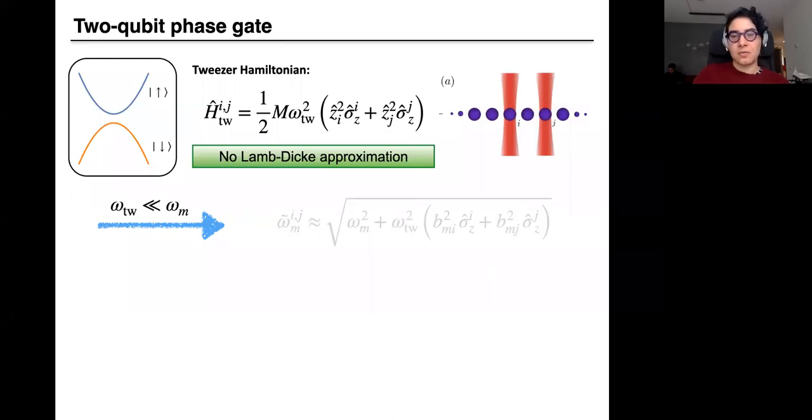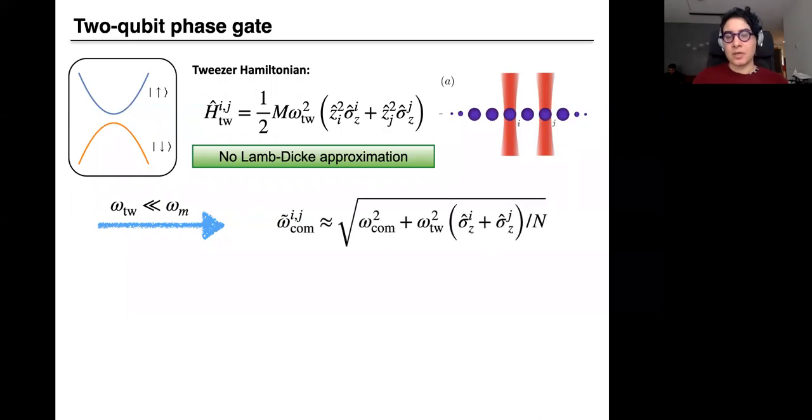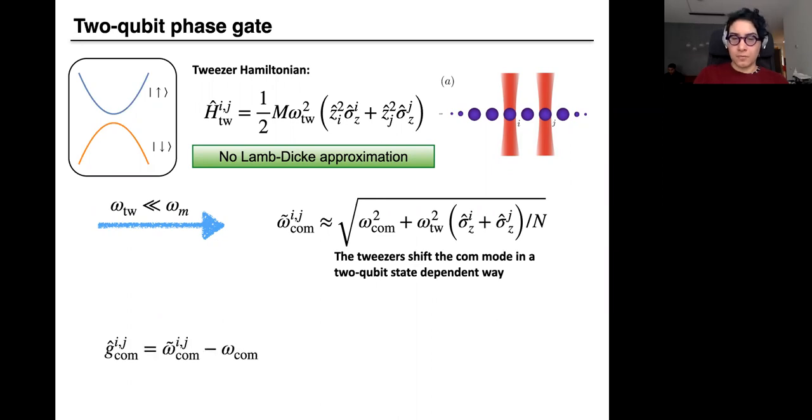In this limit, what you can see is that, for example, for the center of mass mode, if your ions are both facing up or both facing down, they will have a shift in their frequency. But if your ions are up, down, or down, up, this total spin term, sigma z i plus sigma z j, is 0. So because of that, they will not experience a shift to their oscillation frequency. This means that basically the tweezers shift the center of mass mode frequency for two ions in a spin-dependent way, but in a two-qubit state-dependent way, okay?